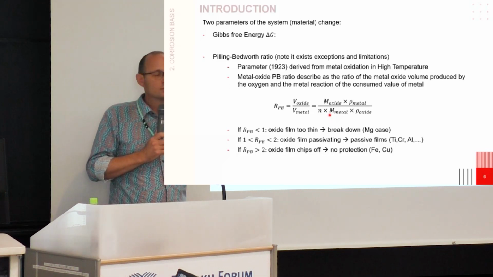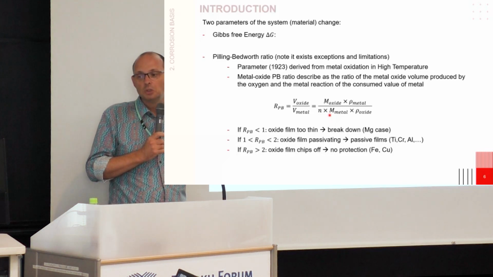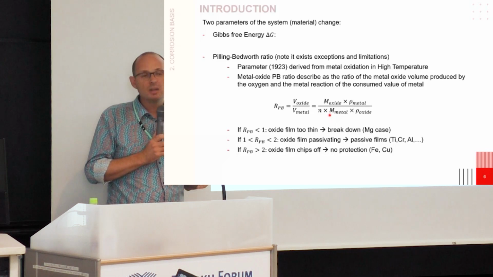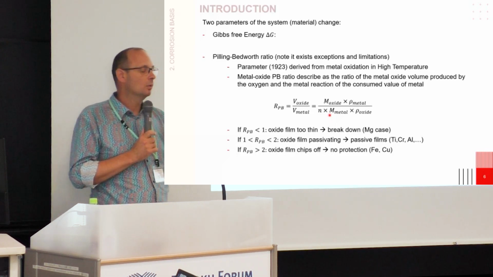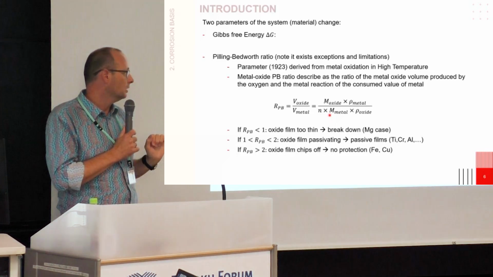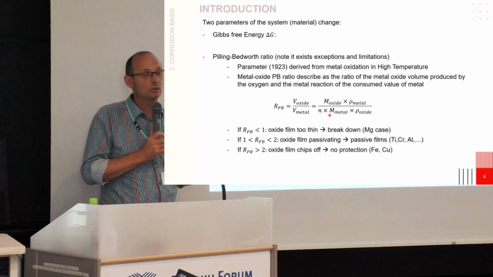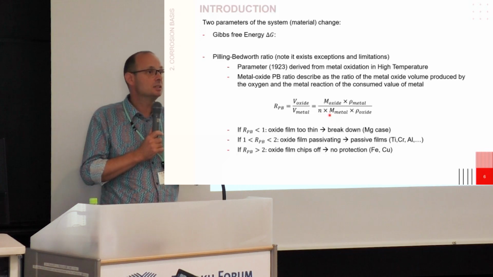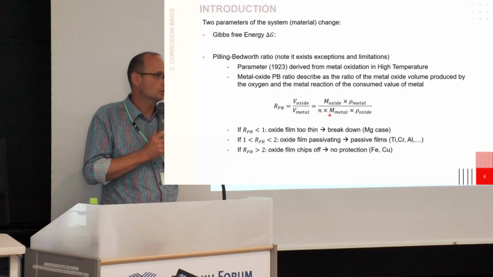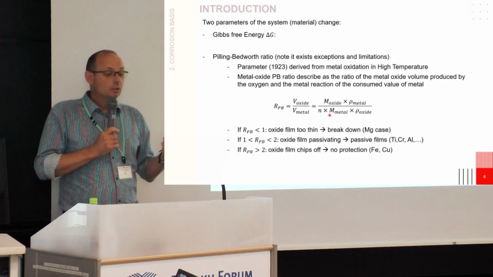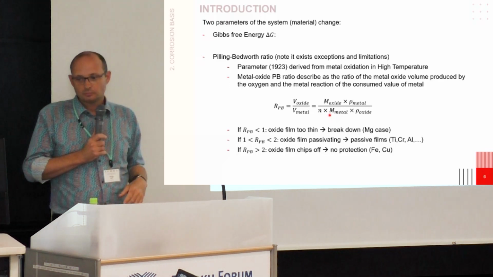If this ratio is between 1 and 2, it has been said that the oxide film may be passivating. What we understand by this is that you are creating a passive layer that is strong enough. So an oxide layer on your material, which is strong enough, and it will protect the material.